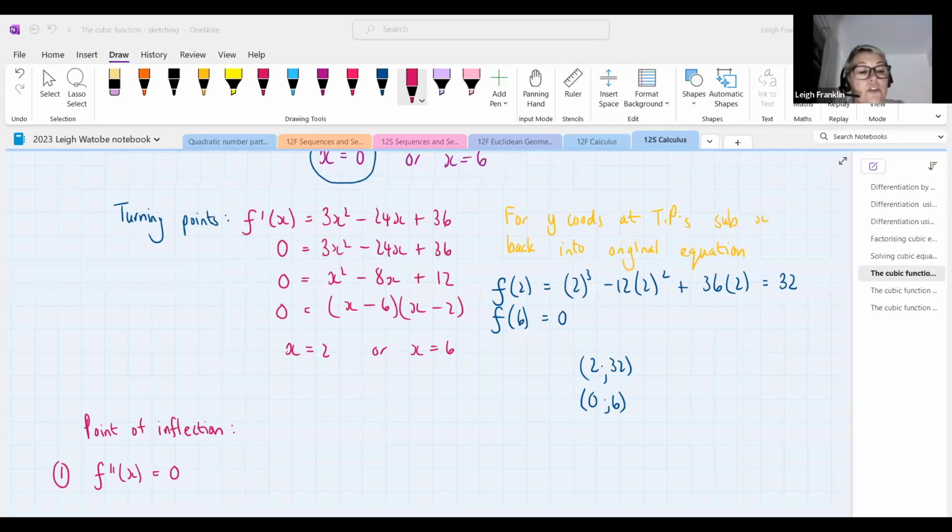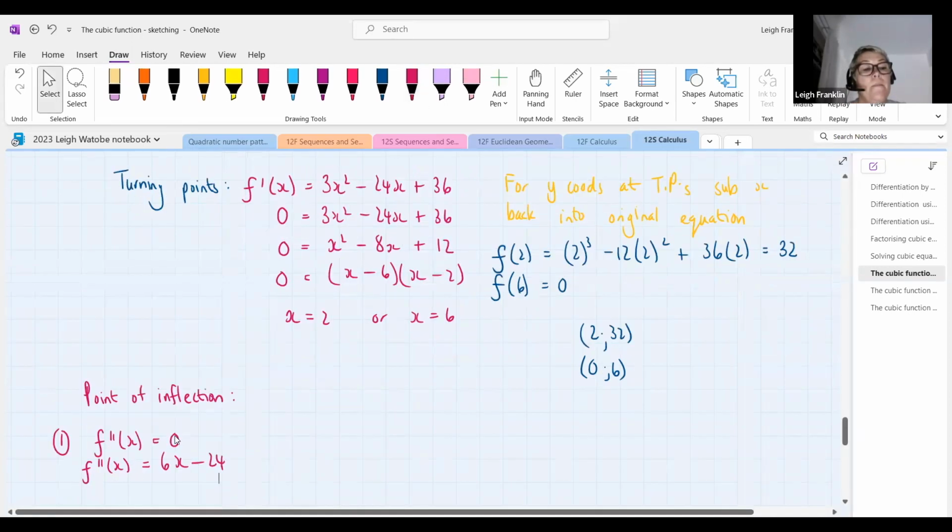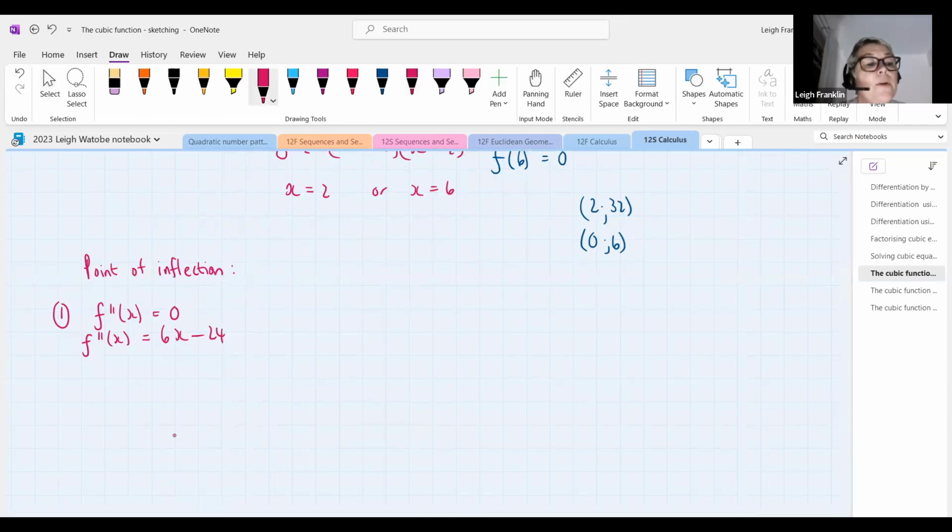So your second derivative, in this case, would be equal to 6x minus 24. At the point of inflection, concavity is 0, so you'd make that equal to 0. So that means that 6x would be equal to 24, so x would be equal to 4. That's the x coordinate at the point of inflection.